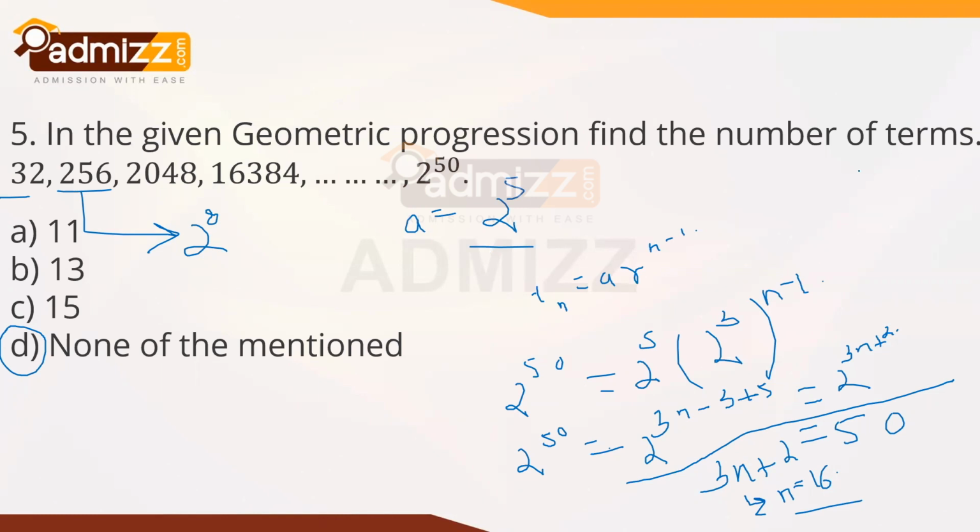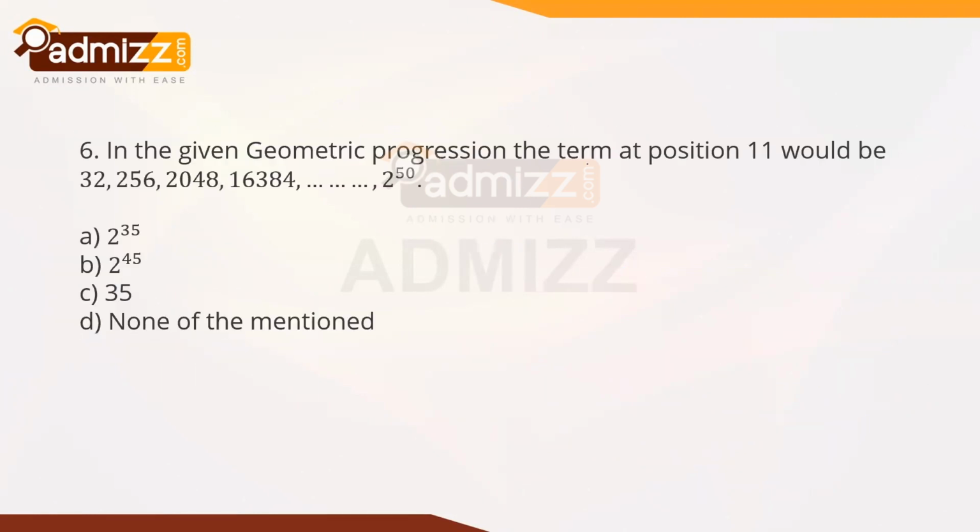All right. So let's move on to the sixth problem. In the given geometric progression, the term at position 11 would be what? The sequence is the same as the previous problem, right?